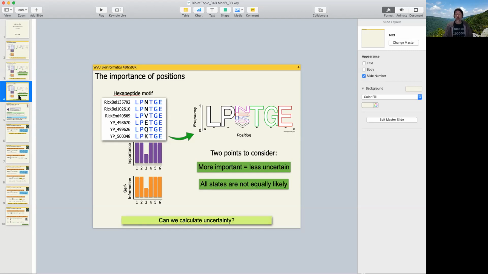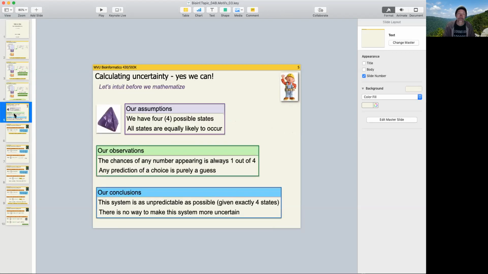So what I'd like to pivot to here is talking less about importance and more about uncertainty, because we can relate the amount of uncertainty to how important it is. They are inversely related. So let's talk about uncertainty and whether we can calculate this. If we can calculate it as something a computer can work on, then we can apply bioinformatics to it. So, of course, since I asked the question, the answer is yes, we can calculate uncertainty. Let's go through it in an intuitive approach first before we apply mathematics to it.